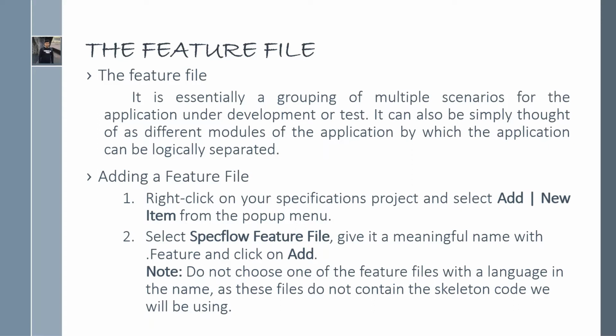Right click on your specification project and select Add, or New Item, from the pop-up menu. Select SpecFlow Feature File, give it a meaningful name with the .feature extension and click on Add. Note: do not choose one of the feature files with a language in the name, as these files do not contain the skeleton code we will be using.